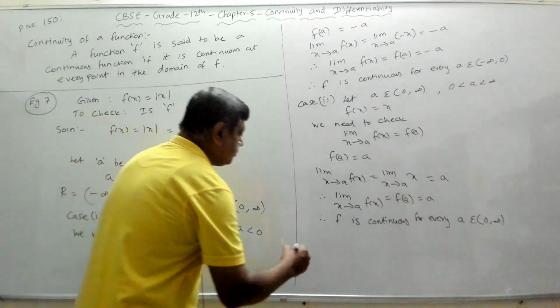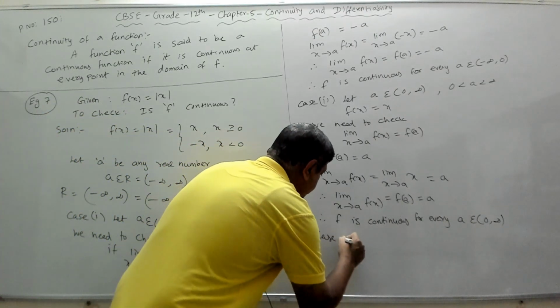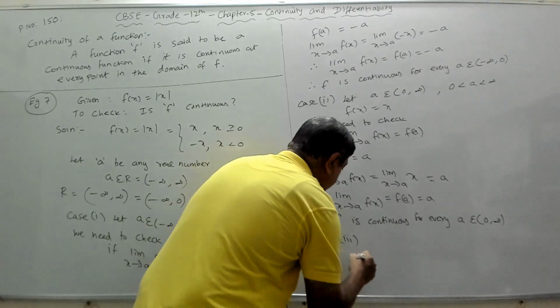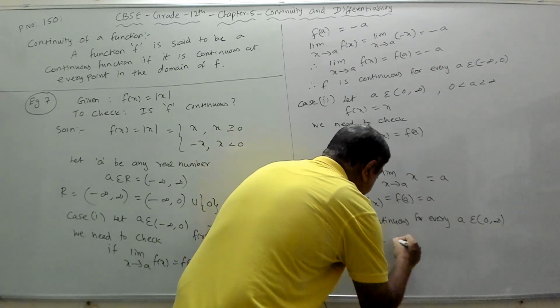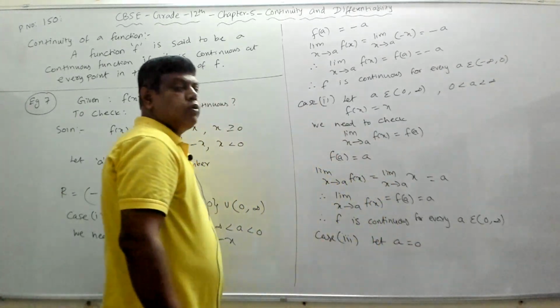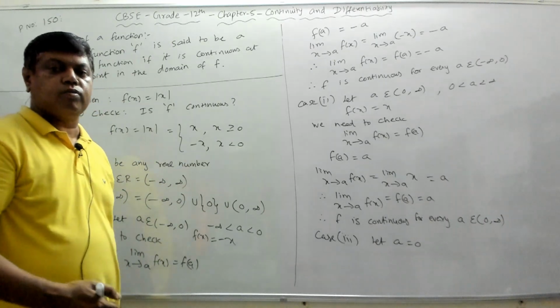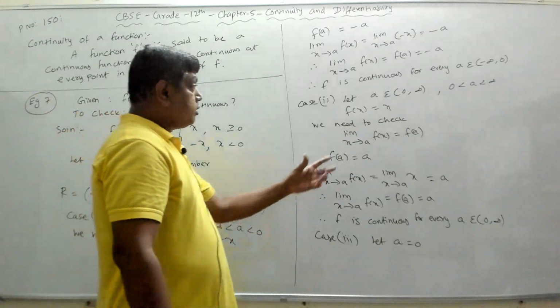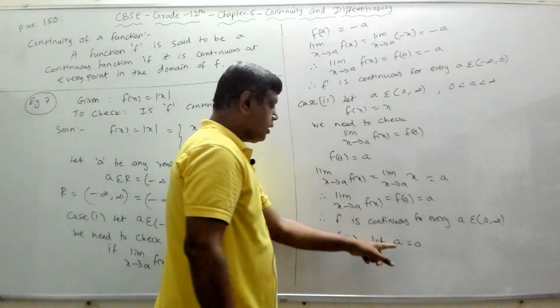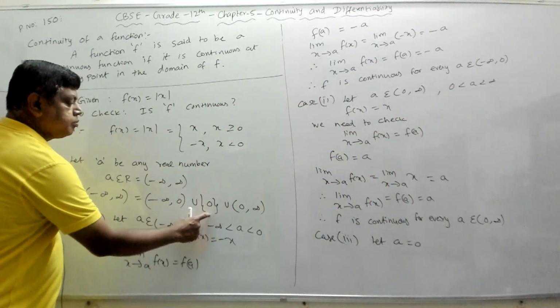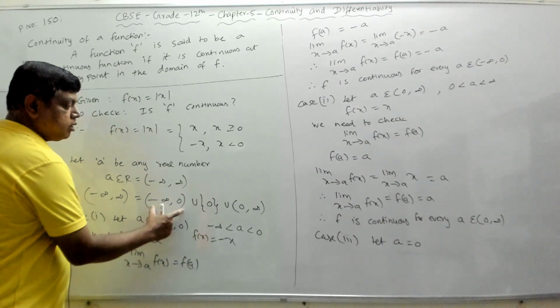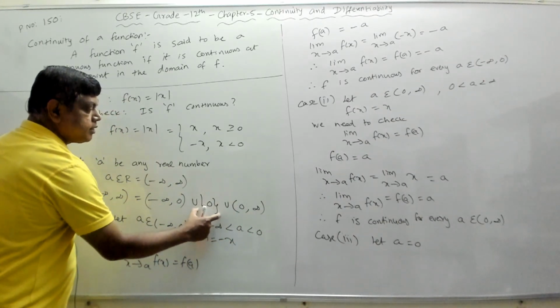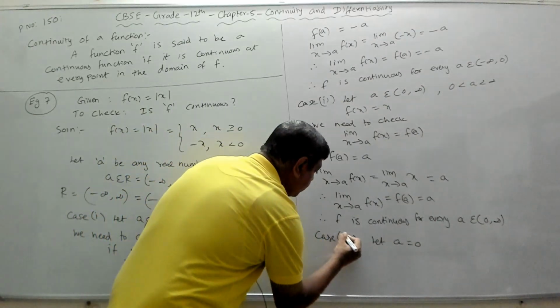Now case 3. Case 3 is, let a equal to 0. At the point a equal to 0, now we know the value of a. a is 0. So we took minus infinity to 0 open, then 0 to infinity open, then at the point 0, this one. So this was case 1, this is case 2, this is case 3. Case 3 is a is equal to 0.